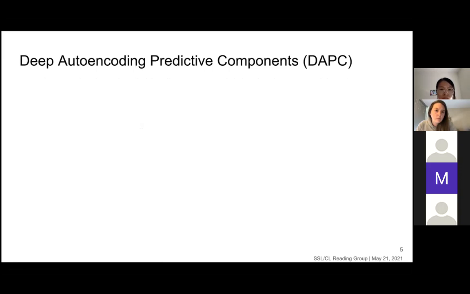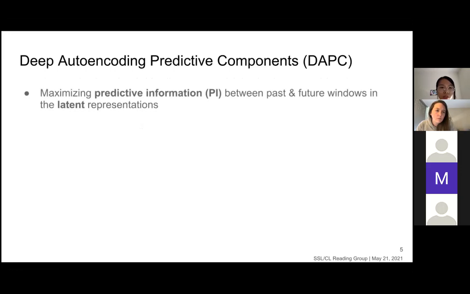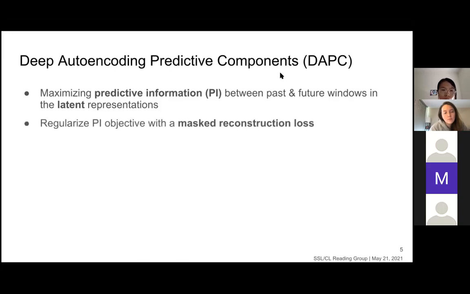All right, so let's take an overview of this framework, Deep Autoencoding Predictive Components, or DAPC. The principle behind it is that it maximizes the PI between the past and future windows in the latent representations. Again, it is in the latent representations rather than in the input space. And it also regularizes the PI objective with a masked reconstruction loss.